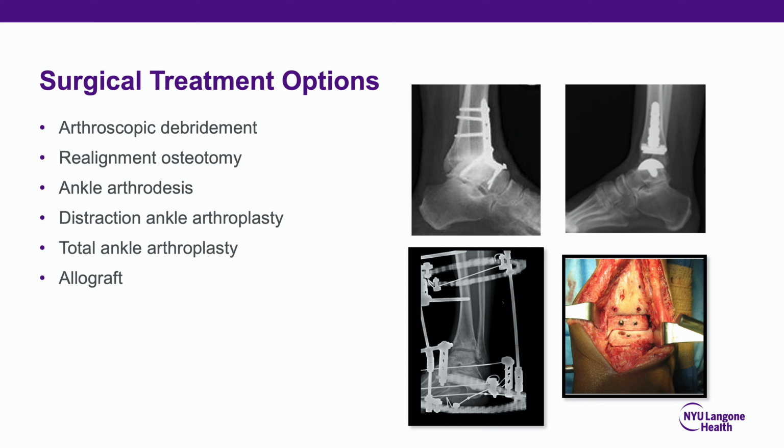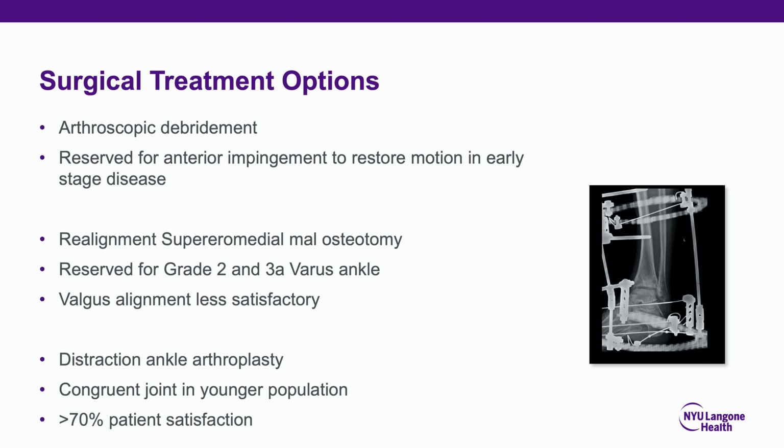Surgical treatment options include arthroscopic debridement, realignment osteotomies, ankle arthrodesis, distraction ankle arthroplasty, and total ankle joint replacement, as well as allograft replacement. We'll go through these fairly quickly. Arthroscopic debridement is really reserved for just anterior impingement, or indeed rarely posterior impingement, to restore motion in early stage disease. Once these osteophytes are removed, there is almost an 80% chance of recurrence within 5 years.